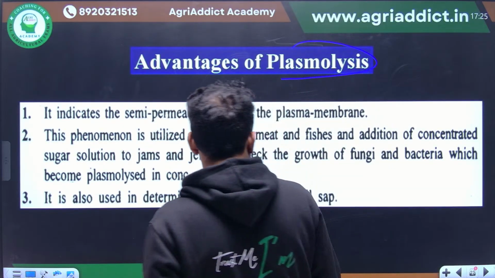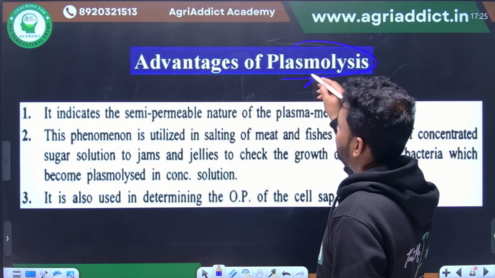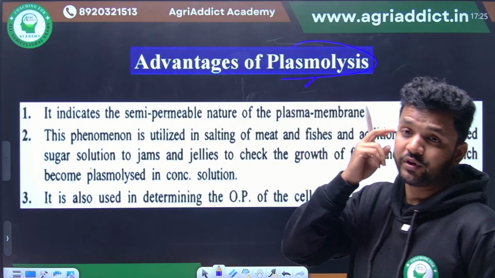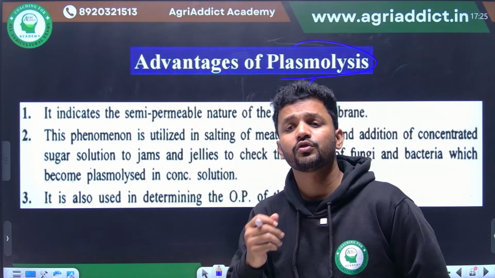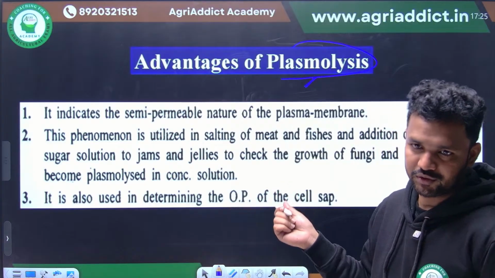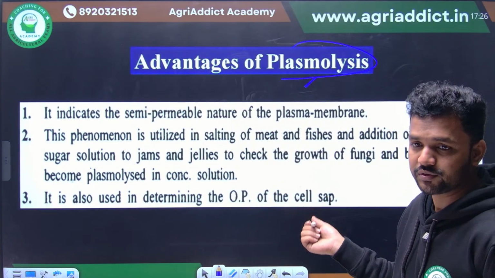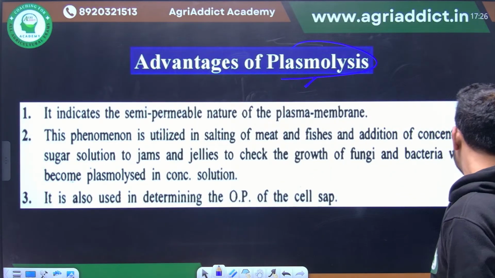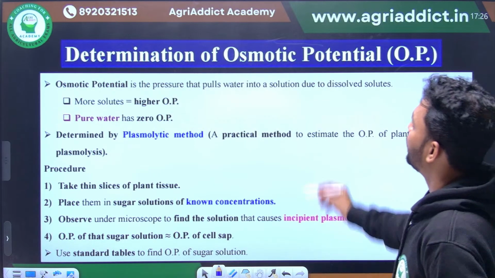Okay. And also the plasmolytic method is used to determine the osmotic potential or osmotic pressure of a cell. How the plasmolytic method is used, we will see now. Okay, osmotic potential, OP.